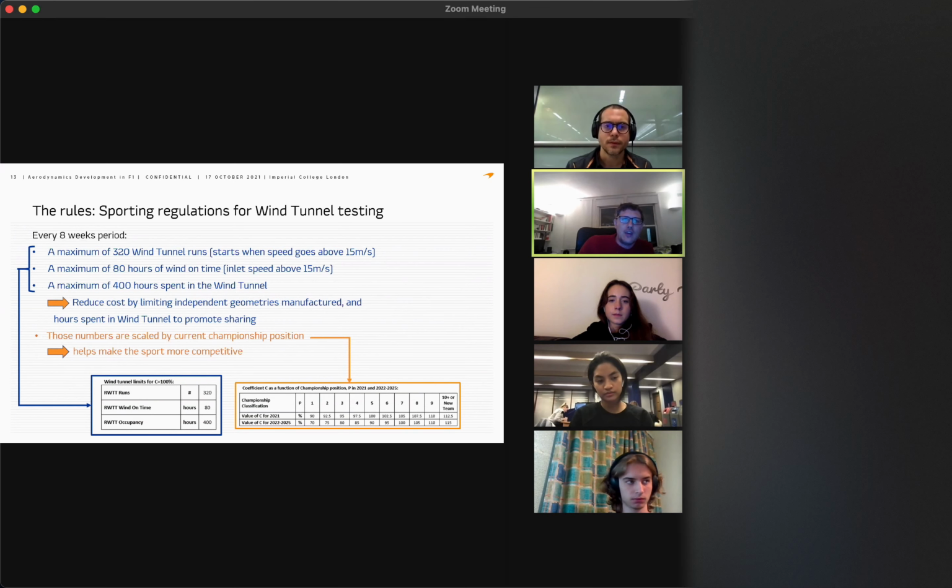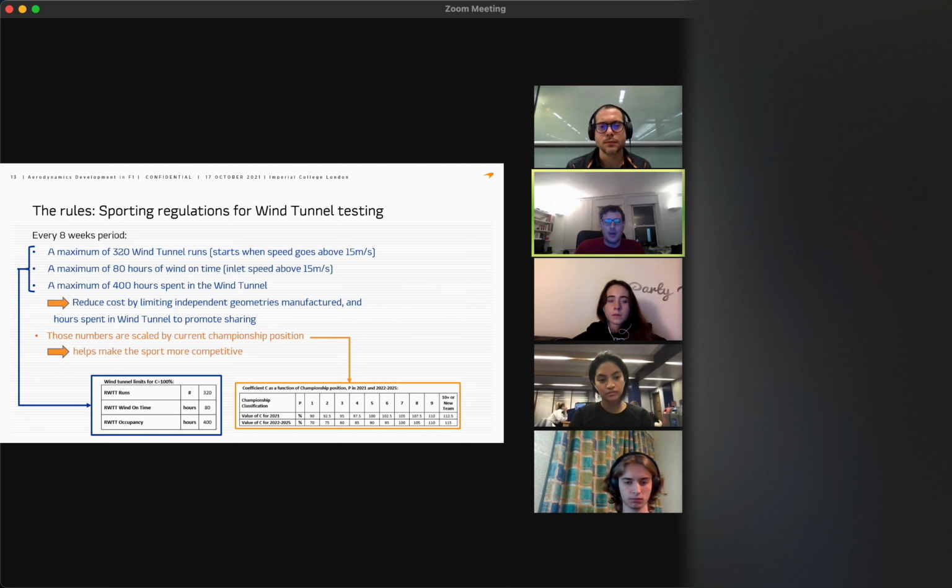So if we talk about the limitation, we have a maximum of 320 wind tunnel runs for each week period. So our year is divided into 8 week periods. So that's 6 8-week periods over the year, and there's a couple of them that are slightly longer. But basically, over those 2 months every time, we are allowed to spend about 320 wind tunnel runs, a maximum of 80 hours of wind tunnel time, and a maximum of 400 hours spent in the wind tunnel.